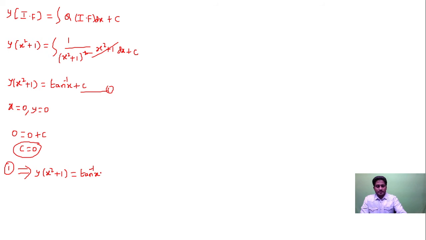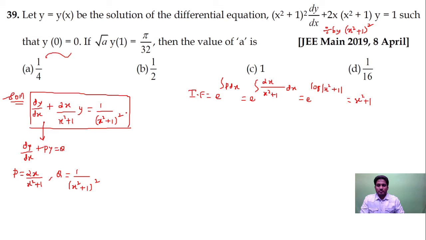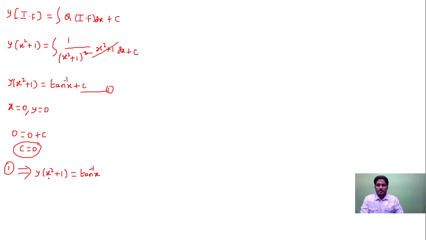So this is tan inverse of x. What am I supposed to find out? y of root a into y of 1 is equal to pi upon 32. Find the value of a. So first let us find y of 1. y of 1 means if I put x is equal to 1.